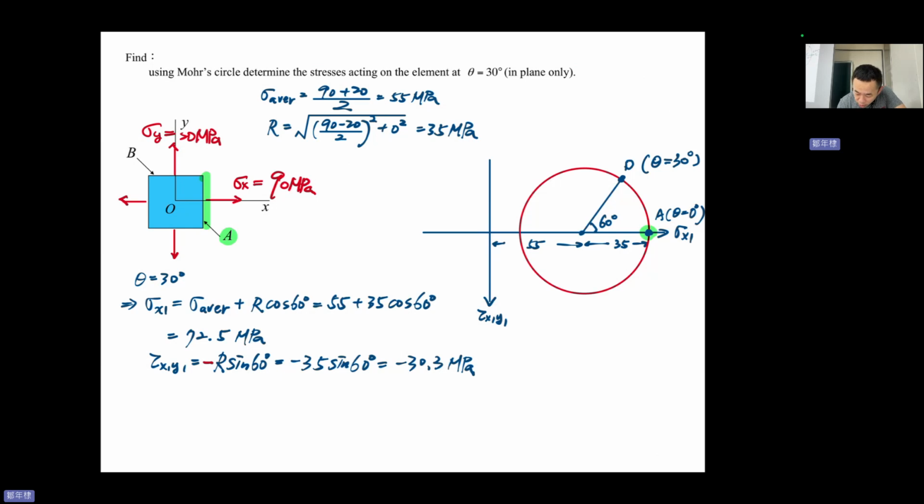Okay, so now you know that the height here is 30.3 MPa. So that's it. And it asked us to draw the stress element, right? So this is 30 degree. It is 30 degree. Yeah, this is 30 degree. So suppose it should look like this.